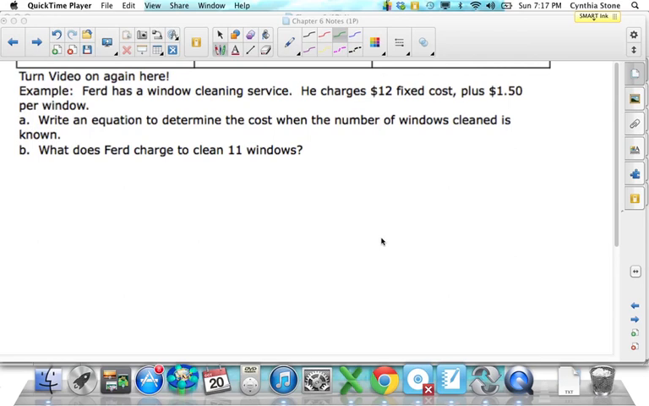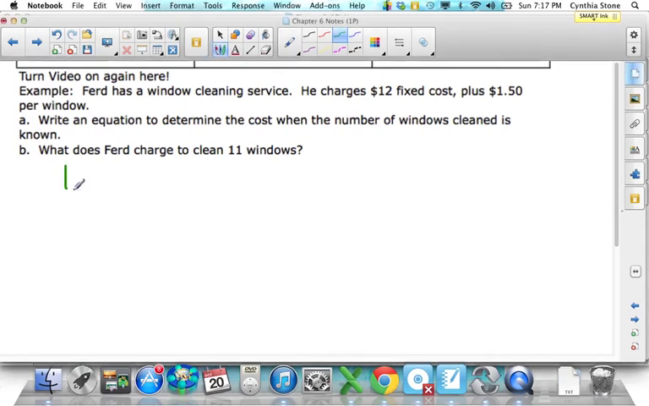It says Ferd has a window cleaning service. He charges $12 fixed cost plus $1.50 per window. And so it says write an equation to determine the cost when the number of windows is known. So what I'm trying to say here, let's start with a let statement. Let C be cost, and we'll let W be number of windows. Okay?